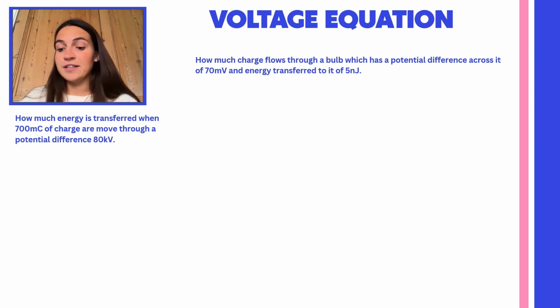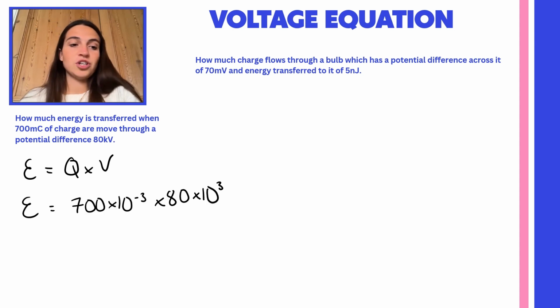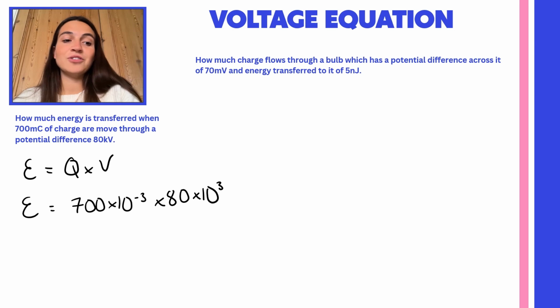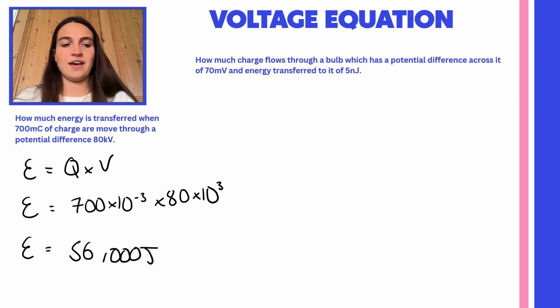So first things first, we need our equation. That is E is equal to Q multiplied by V. Here, my charge Q is 700 millicoulombs, so I've got 700 times 10 to the minus 3 to get that into coulombs, multiplied by the voltage, which was 80 kilovolts. So I have 80 times 10 to the 3 to get that into volts. If I multiply those two numbers together, I get 56,000 joules.